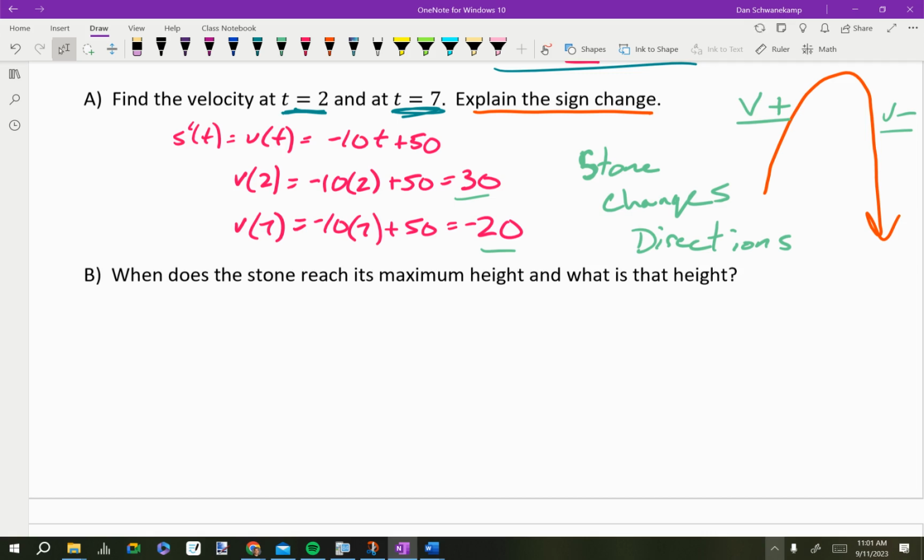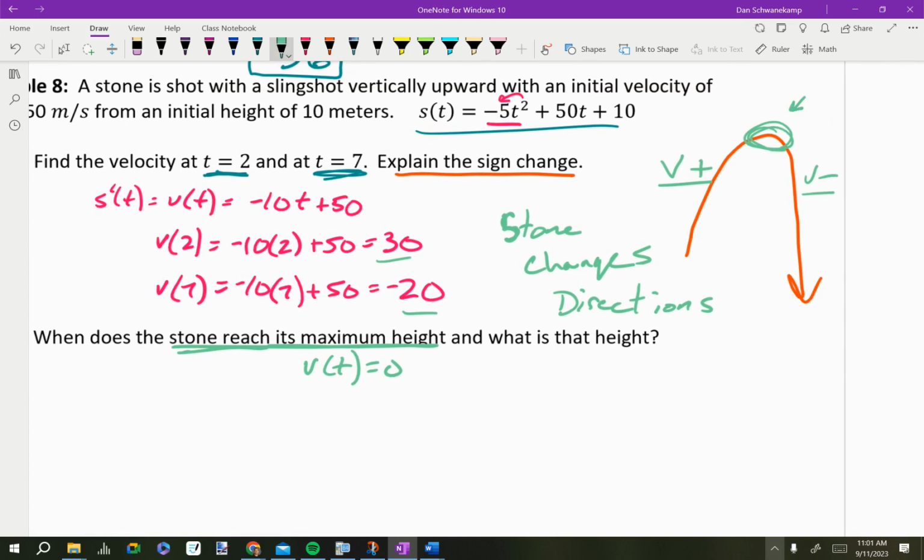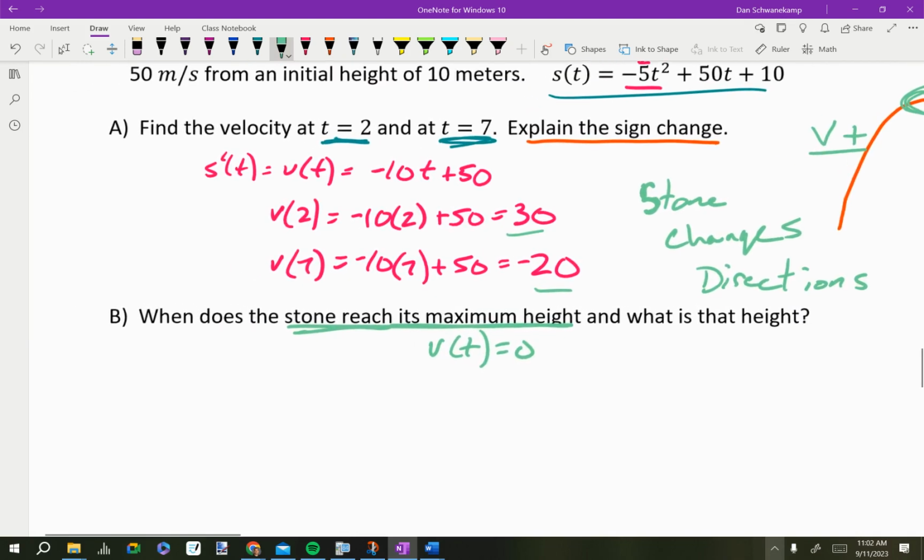What is true about this ball right at its peak? Velocity is 0. When does the stone reach its maximum height? When the velocity is 0. For one moment in time right there, when it hits its peak, that velocity is 0 because it's changing directions. Our velocity is equal to 0 for one moment in time.